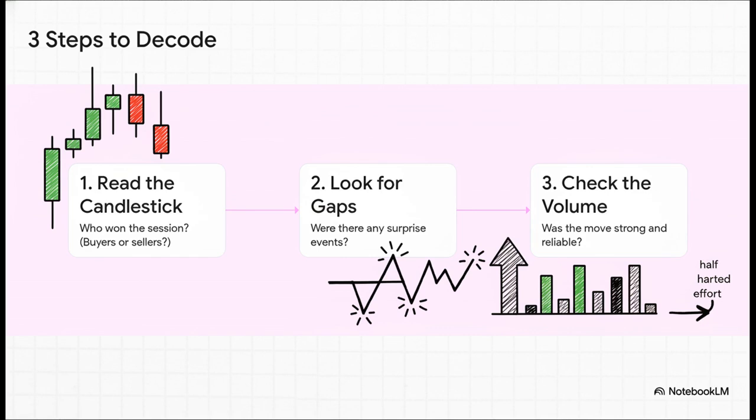First, read the candle right after the gap. It's a big, strong green candle. Buyers clearly won the day. Second, look for gaps. We see a huge one, meaning some surprise event changed the narrative. And third, check the volume. It's massive, telling us this move is backed by real money and strong conviction. See? Putting all three together, we get a clear story of a powerful trend change.